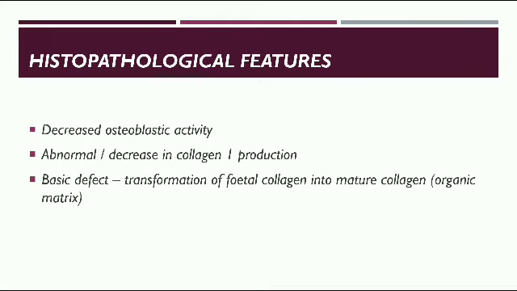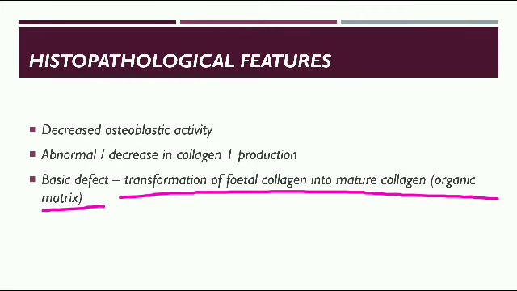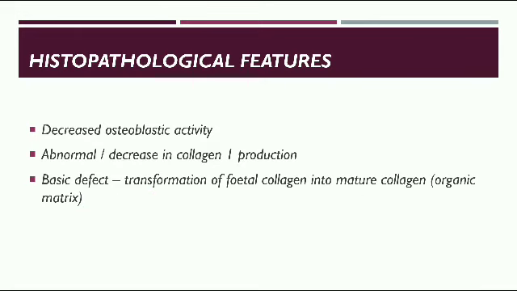Okay, I understand because of a mutation in chromosome 18, this is there. But what is the basic defect that mutation is leading to? So that mutation which is happening on chromosome 19 leads to the transformation of fetal collagen into mature collagen. Okay, so you know that there is a basic defect in the transformation of fetal collagen into mature collagen. That is your organic matrix. Okay, now what happens due to this? That there is either abnormal or there is decrease in collagen 1 production. Okay, hence leading to a decreased osteoblastic activity.